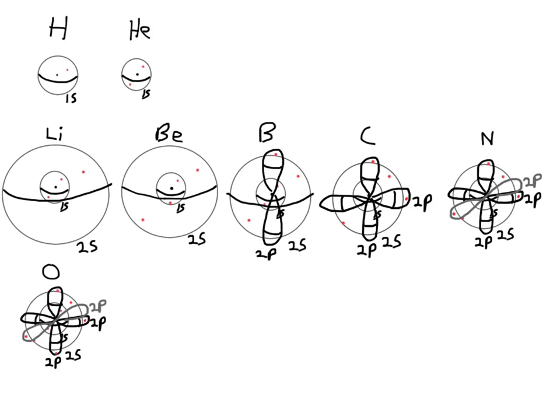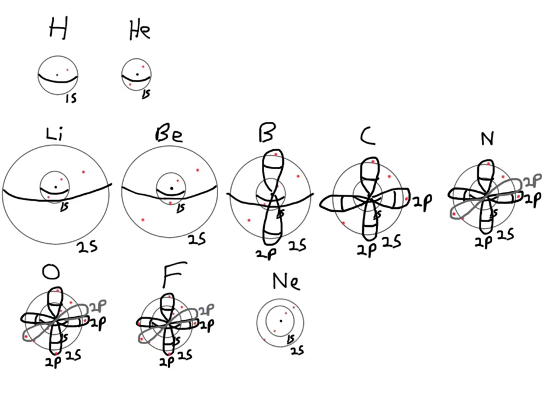So there it is. I've drawn 2 in this one that goes up and down the z orbital along the z-axis. Fluorine would have 2 electrons paired up in 2 of the orbitals. And then finally neon would have all electrons paired up in all the 2p orbitals.